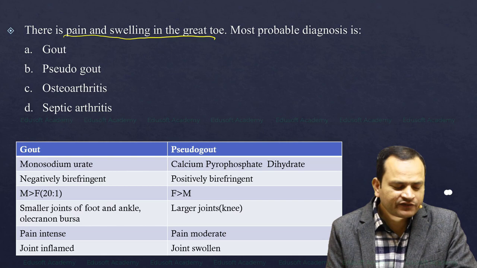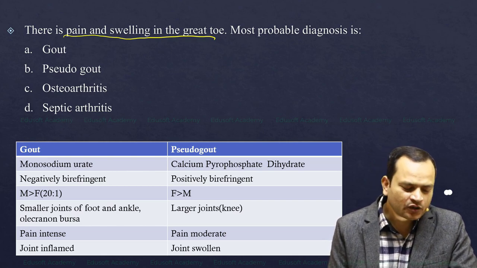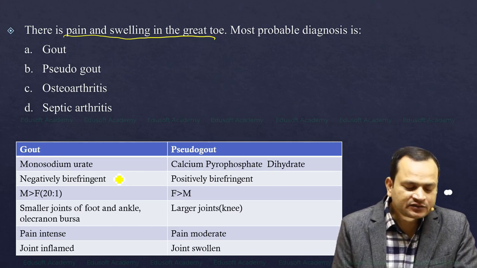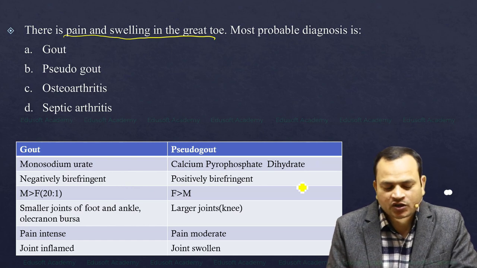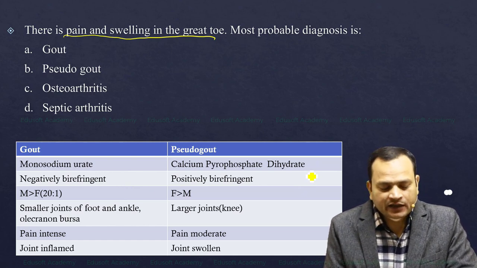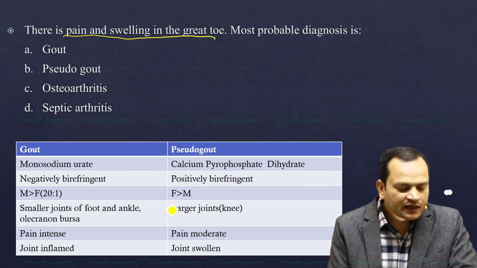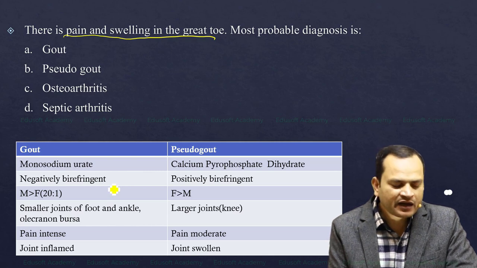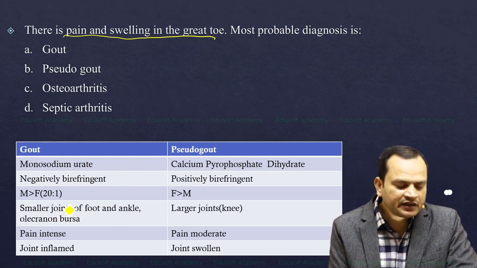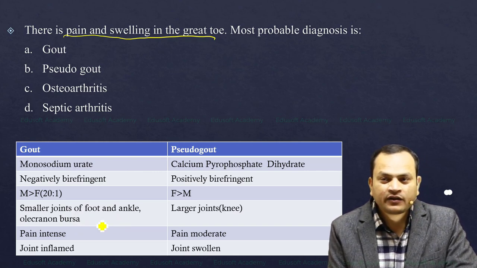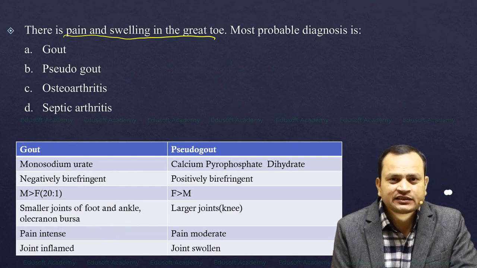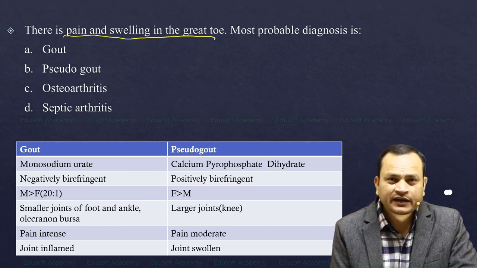So let us see all the options. First, let us differentiate between gout and pseudogout. These can be the probable questions. In gout, there is monosodium urate crystal deposition, while in pseudogout, there is calcium pyrophosphate dihydrate deposition, CPPD. The monosodium urate crystals are negatively birefringent and it occurs most commonly in males. It mostly affects the smaller joints of the foot and ankle and olecranon bursa. Among the smaller joints of the foot and ankle, usually it's the MTP joint of the great toe.